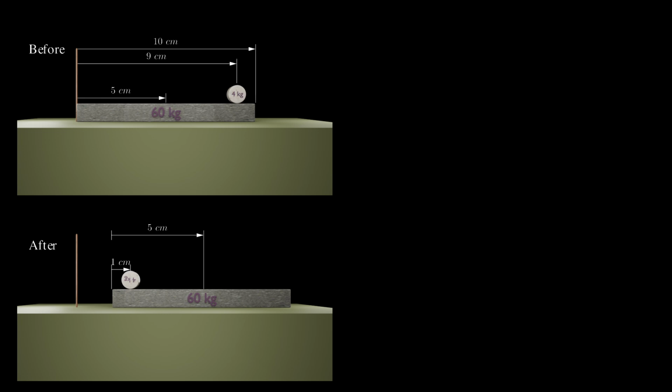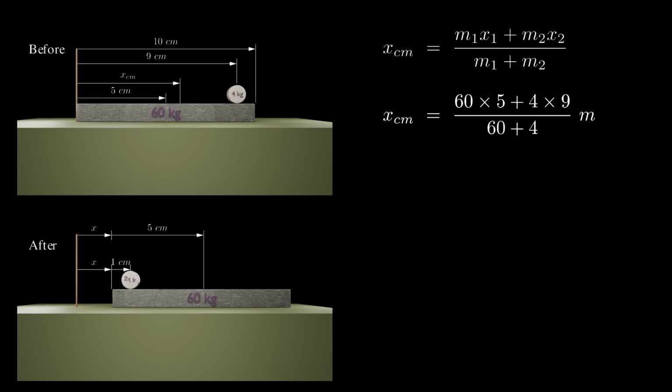Let's identify this distance as x, and mark the distances to the objects from the rod after the cylinder has rolled to the other end. We will now assume that the center of mass is at a distance x_cm from the post, and write the expression for the center of mass prior to the movement of the cylinder. From this expression, we can calculate the distance to the center of mass as 5.25 meters.